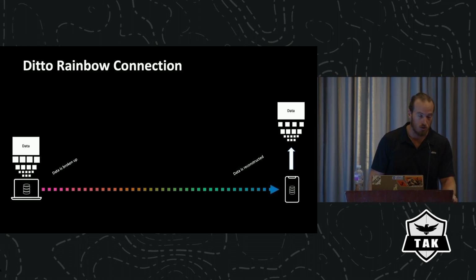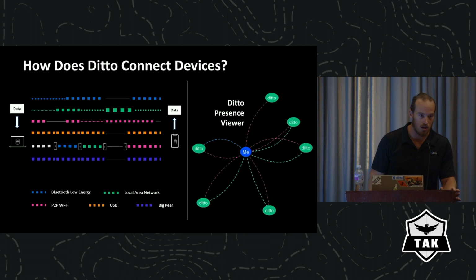So this is done through what we refer to as the rainbow connection, which essentially just means that Ditto can leverage any RF that's available to your device. So in the case of a modern smartphone, that's Bluetooth Low Energy, peer-to-peer Wi-Fi, or a LAN, whether that's connected to the internet or not, cellular backhaul, or, in the case of why we're all here today for TAK, a tactical radio plugged into your phone.